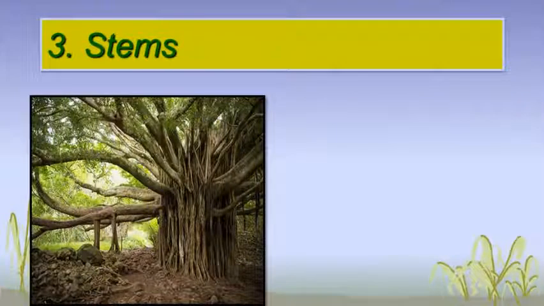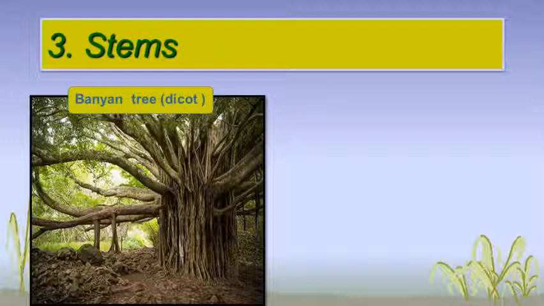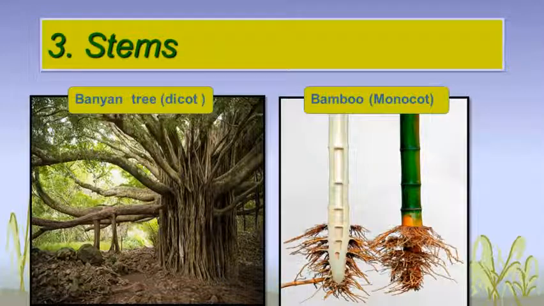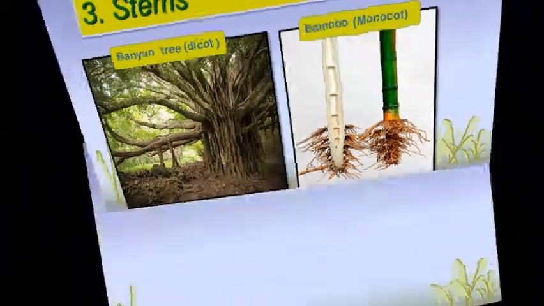Next is the difference between the stems. The banyan tree is an example of a dicotyledonous plant. The stem of a dicotyledonous plant is very strong and hard, while in the monocot bamboo tree the stem is hollow and can have a circular, disc-like shape.